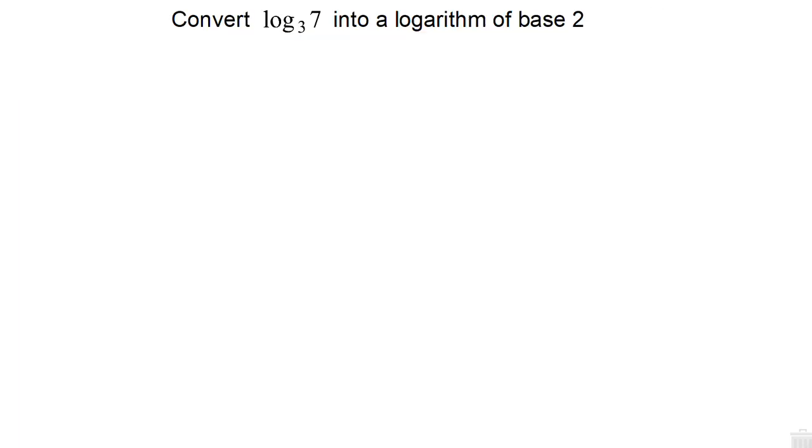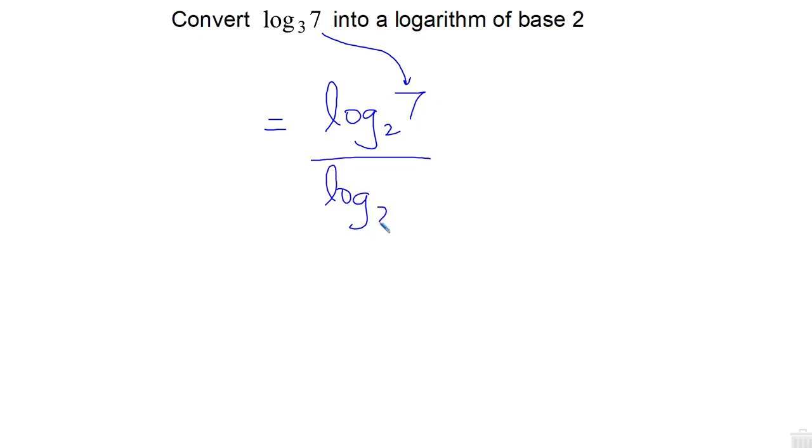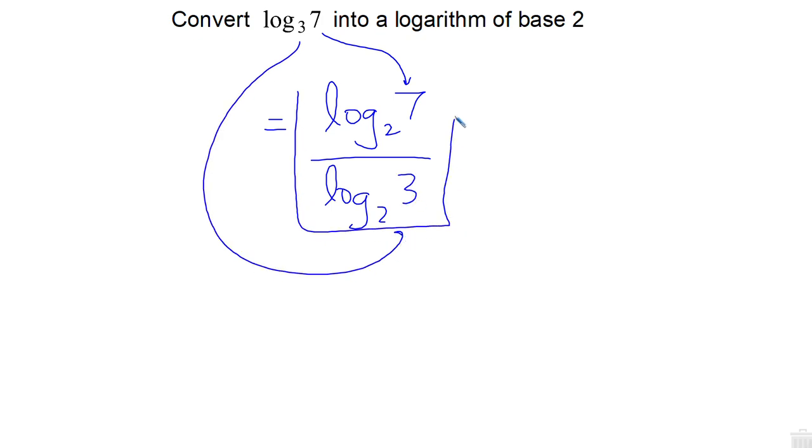We'll start here. We've got log base 3 of 7. We want to convert it into a log of base 2. Well, it should be pretty straightforward. It should just be equal to log base 2 of my original argument, right? The 7 is going to go right here, over log base 2 of my original base, 3. That's literally all there is to it. Now that we know the formula, we've proven the formula, we can just apply it to turn any logarithm into any base that we might want it to be.